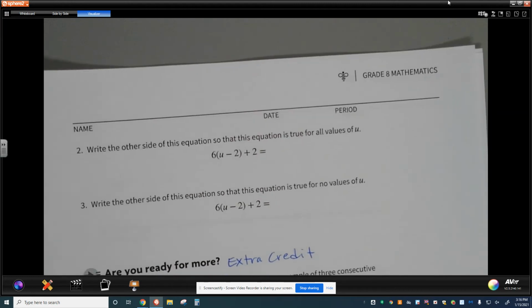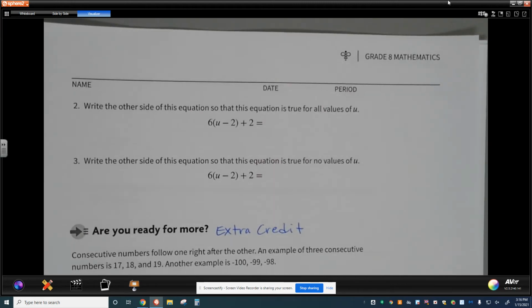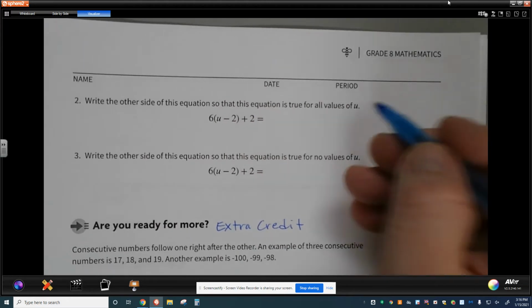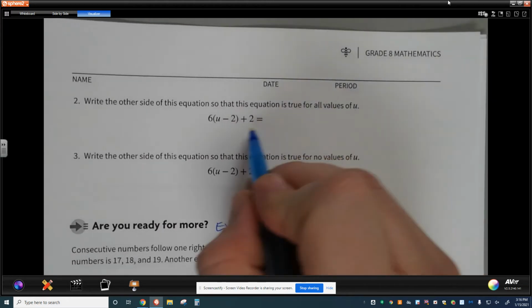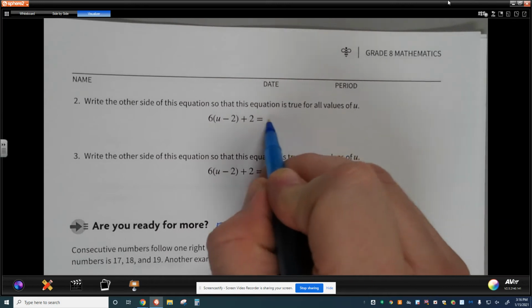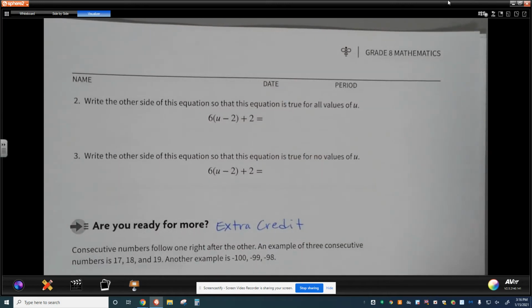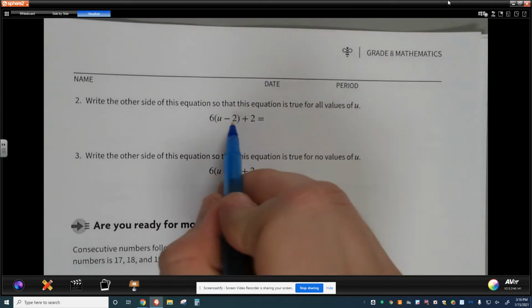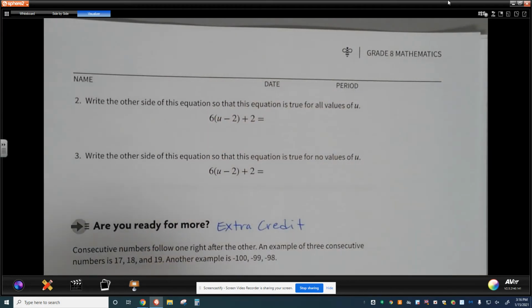We're actually going to write our own examples. Write the other side of this equation so that the equation is true for all values of u, meaning we need this expression to have an exactly equal expression on the other side. The way that I think that we can do this, or the very first way I think of, is just to simplify this expression here on the left.